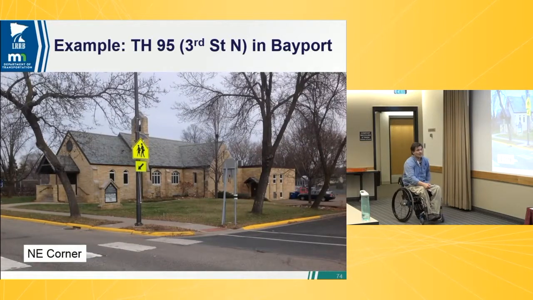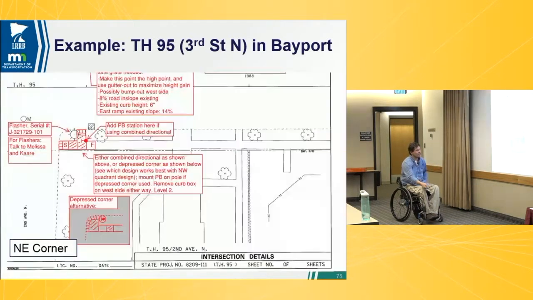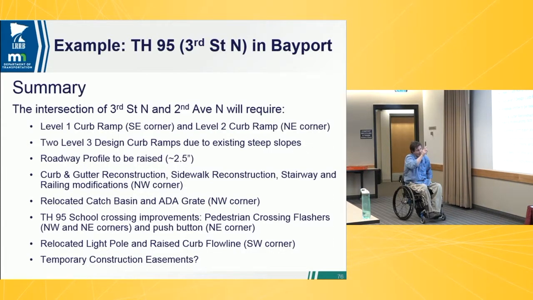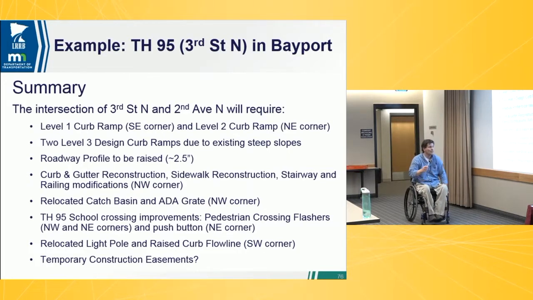Again, this corner is going to be fairly easy, but it's a level 2 because of the flasher. You can see where we've got it marked up as what we would recommend, and make sure the button's accessible. And again, you can read the summary here, but we basically pulled out all the stops, and we'll be building this job a year from this summer.